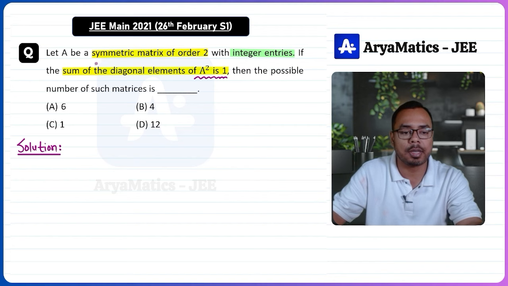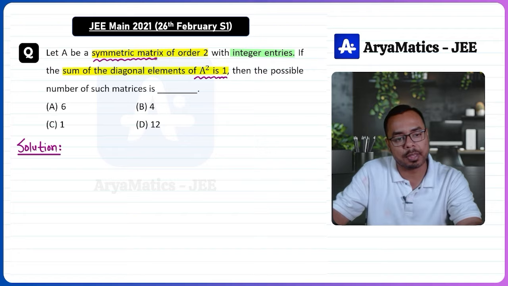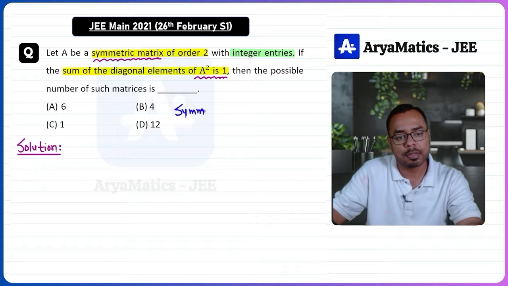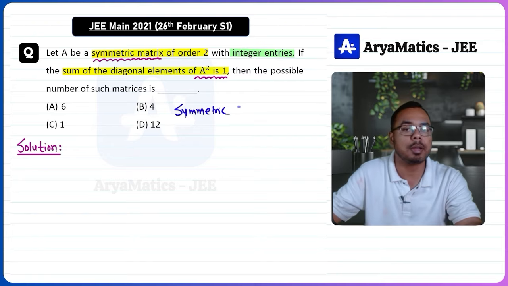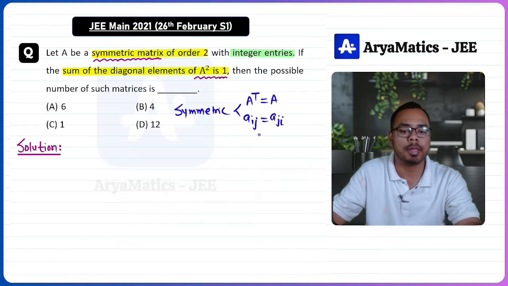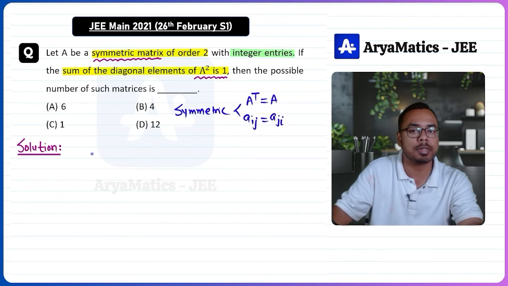Now in this problem, the keywords are that A is a 2 cross 2 symmetric matrix with integer entries. Remember that the definition of a symmetric matrix is that A transpose is the same as A. Another way of saying the same thing is that the element in ith row, jth column is the same as the element in jth row, ith column. That means the matrix is symmetric about its principal diagonal, right?